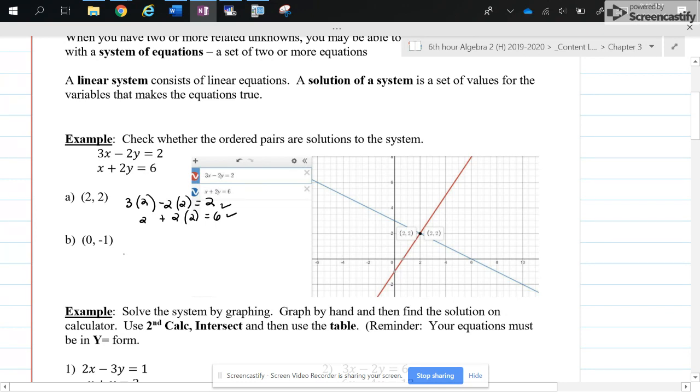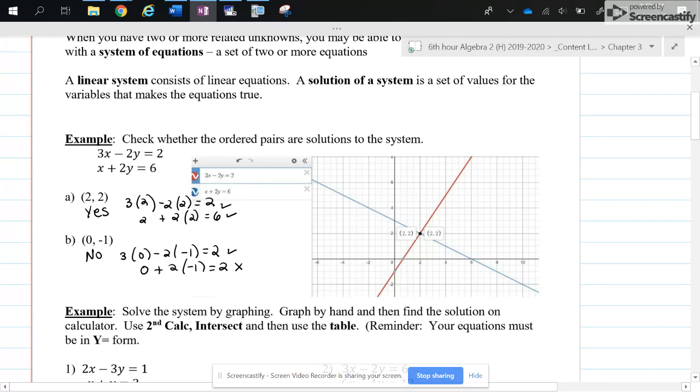And so I'm going to check to see if (0, -1) is a solution to this system. So I'm going to plug (0, -1) into both equations. I get 2 equals 2, so that's true. But if I plug (0, -1) into the second equation, it does not make the equation true. So (2, 2) is a solution, but (0, -1) is not a solution.